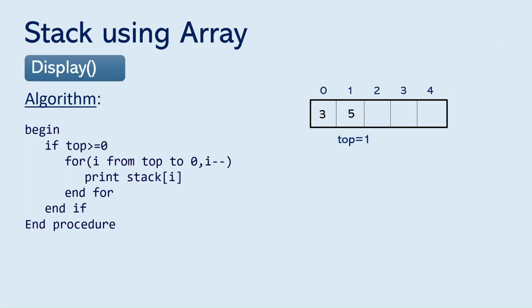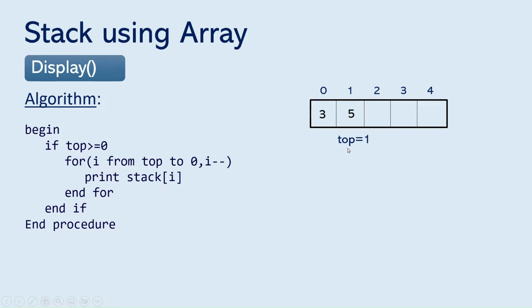Now let's see how the display function works. The algorithm of the display function says that if top is greater than or equal to 0, then for loop of I from top to 0 with a decrement of 1 will print stack of I. End of for loop, end of if statement, and end of procedure. Here top is equal to 1.